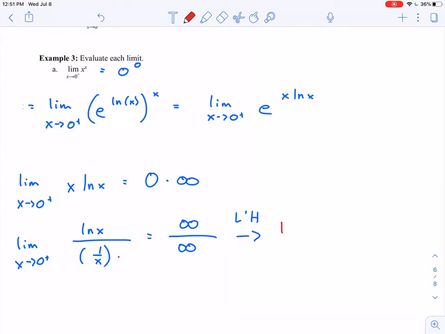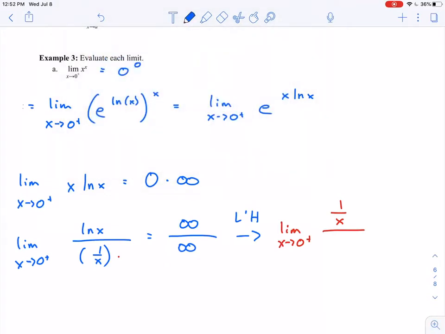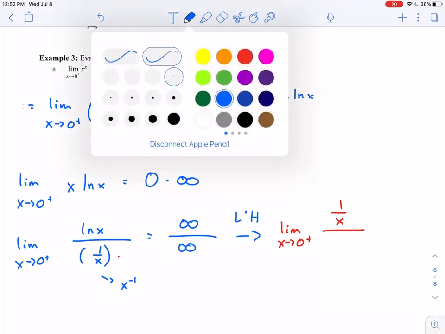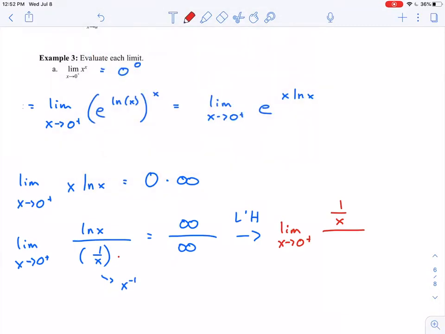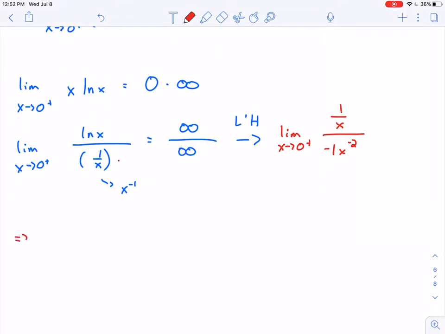So I want to look at limits as x approaches 0 from the right-hand side. Natural log of x, derivative of that, is 1 over x. Remember, 1 over x, I can rewrite that as x to the minus 1. Perhaps that's easier for us to take the derivative of. So I'm going to write that as negative 1 times x raised to the negative 2 power.